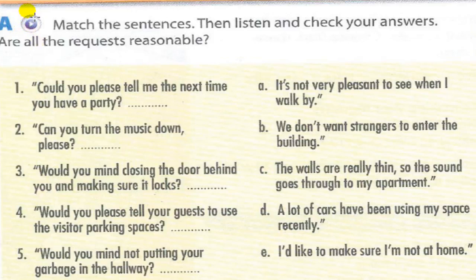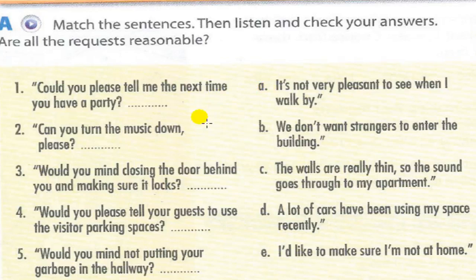Page 39, Exercise 7, Perspectives. Reasonable requests? Part A. Match the sentences. Then listen and check your answers. Are all the requests reasonable? 1. Could you please tell me the next time you have a party? I'd like to make sure I'm not at home. 2. Can you turn the music down, please? The walls are really thin, so the sound goes through to my apartment. 3. Would you mind closing the door behind you and making sure it locks? We don't want strangers to enter the building. 4. Would you please tell your guests to use the visitor parking spaces? A lot of cars have been using my space recently. 5. Would you mind not putting your garbage in the hallway? It's not very pleasant to see when I walk by.